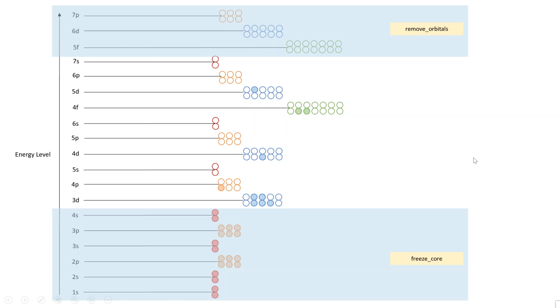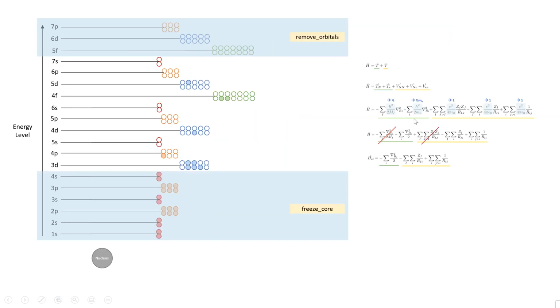So let's move on. Just a summary of what we've done. We've really simplified the problem. We started with this long, intimidating equation here. We removed the nucleon-only terms. And we even further simplified by freezing the core and removing certain orbitals that we don't need. So the nucleus is only here for its interactions with each electron.